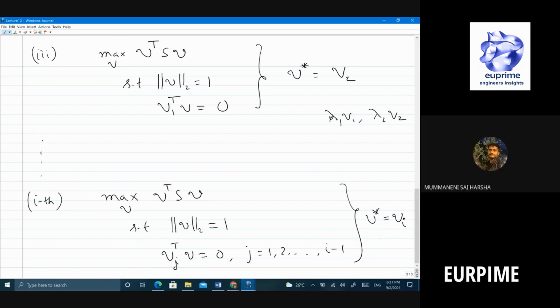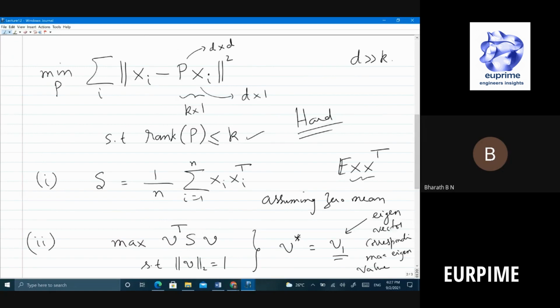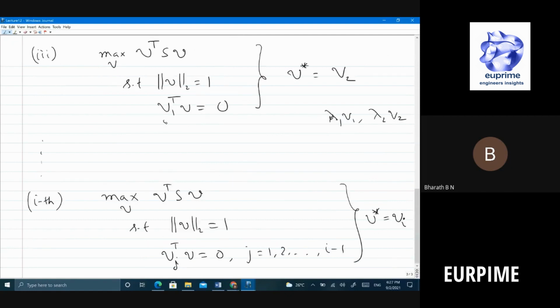Sir, why is V1 transpose V equal to 0? Can you explain that again? See, you have already found the first principal component, which is V1, right? If you don't consider this constraint, then it falls back to the previous problem. You will always say V1, right? So I want it to be in the orthogonal direction. It should not be in the span of V1. Similarly, in the next optimization problem, it should be orthogonal to both V1 and V2. In other words, it should not be in the span of V1, V2, and so on. Did I answer your question? Any other questions?